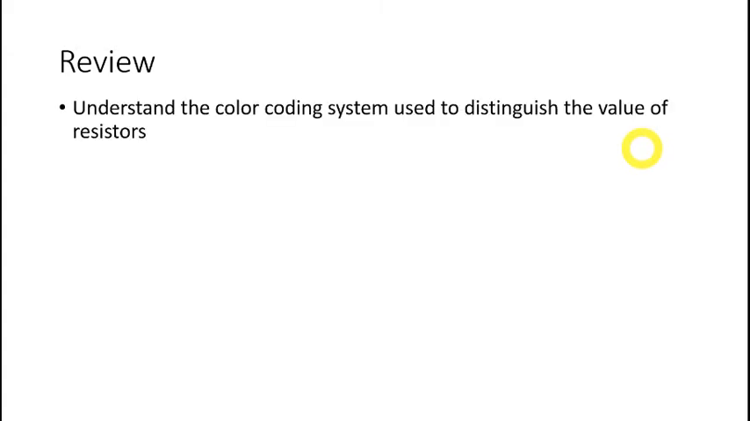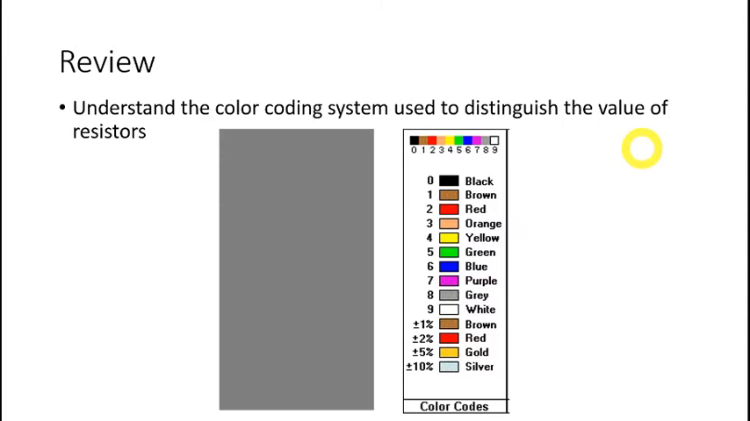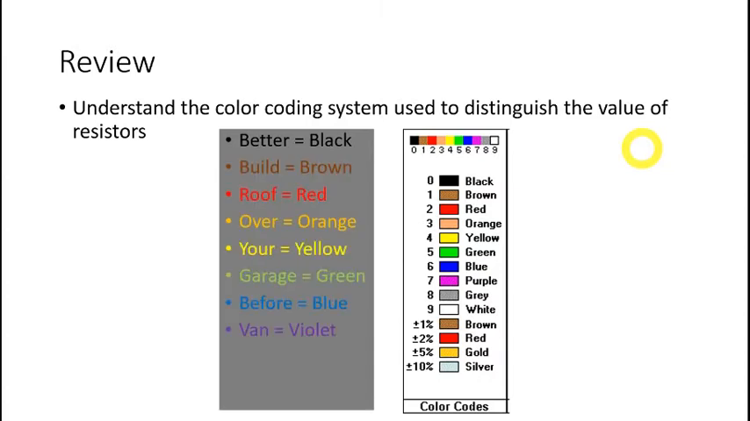Okay, so let's review here. Understanding the color code system used to distinguish these resistors. So let's look at these colors here. Here's my chart, and my mnemonic is going to be "better build roof over your garage before van gets wet." Okay, so that would be black, brown, red, orange, yellow, green, blue, violet, gray, and white.